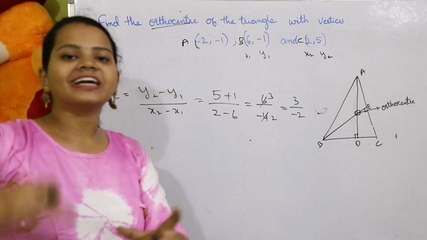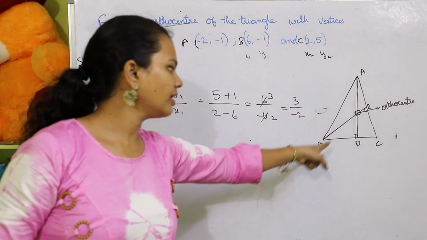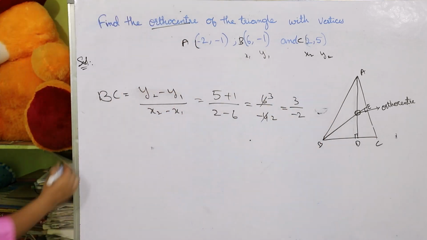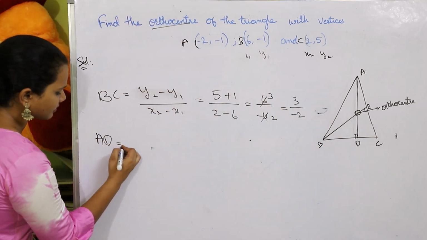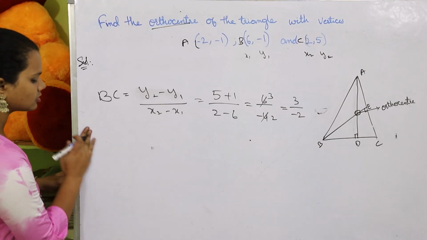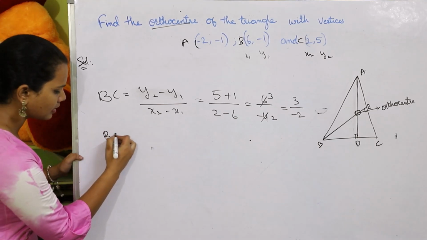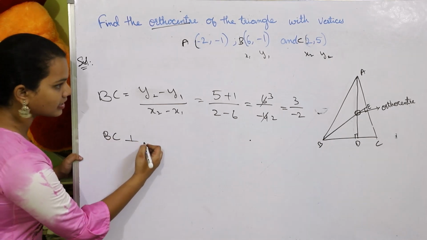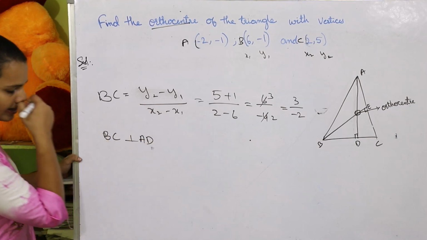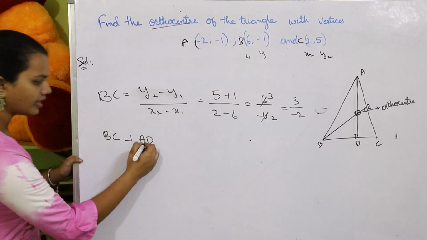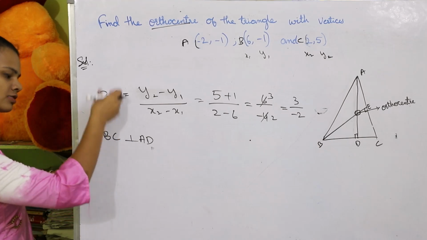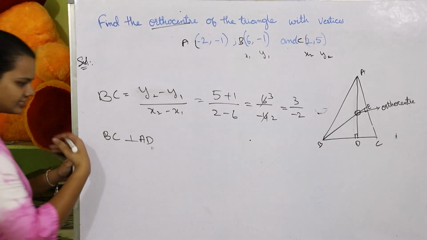You try to find the slope for AD also. Okay? Find out the slope for AD, where AD is equal to. Before finding out the slope, as we know guys, BC is perpendicular to AD, right? So here to find the slope of AD, I got the BC slope. Let us use this BC slope in the next step, further as we go.